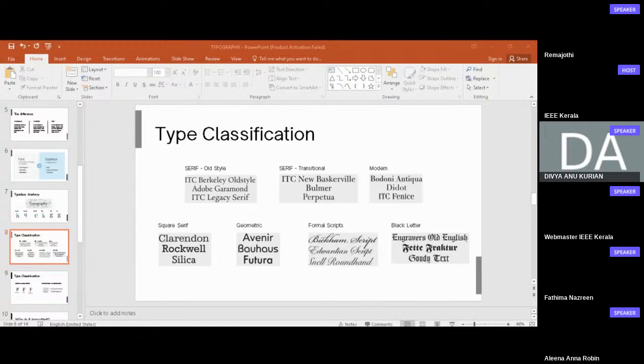So formal scripts are mostly flowing loops and flourishes with graceful rhythmic strokes. As you can see, it's really elegant and represents a kind of peaceful feeling. And the black letter, as you can see, is mostly used in old typography. If I were to mention the history of it, it was set in the Bible or anything like that. Or if we could talk about any books, it would be used there as well.